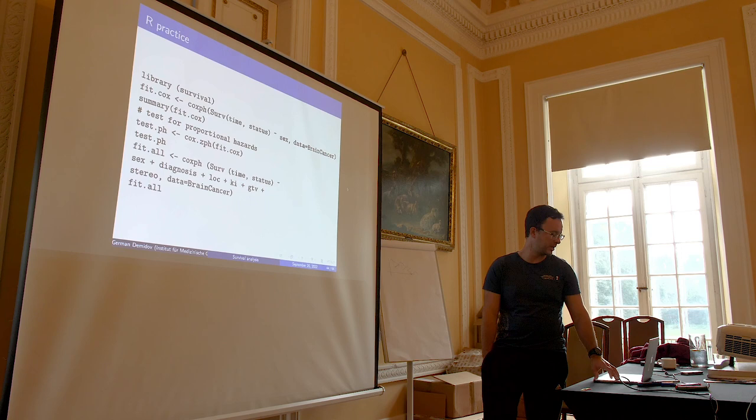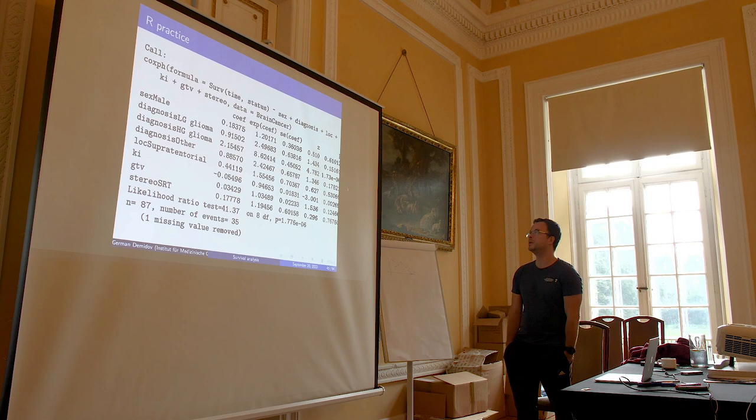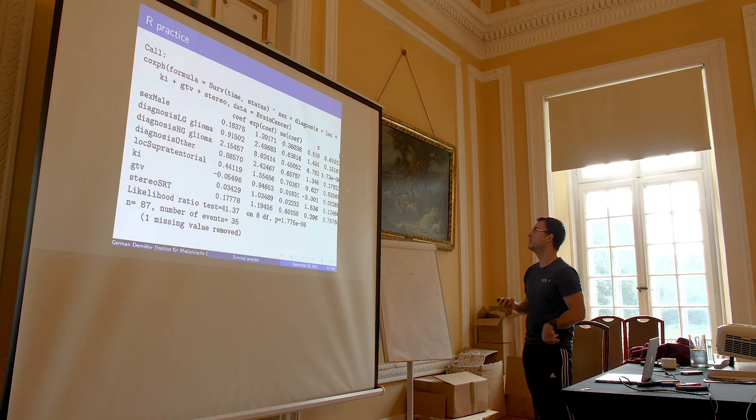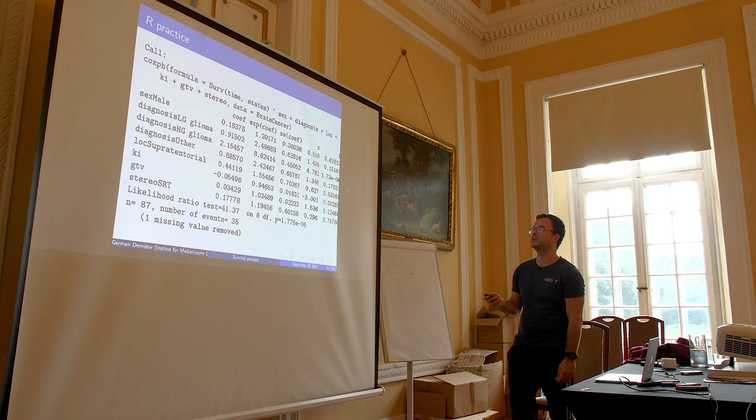It looks very nice, very similar to what we have in linear regression. This is the log of this exponent here. So it's basically the same information in two columns. The exponent is just for the interpretation, and we'll talk about how to interpret the coefficients. We can see two significant predictors, one of which is high-grade glioma.